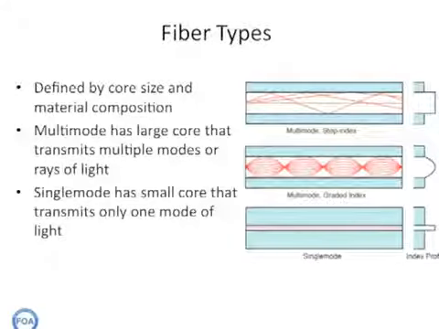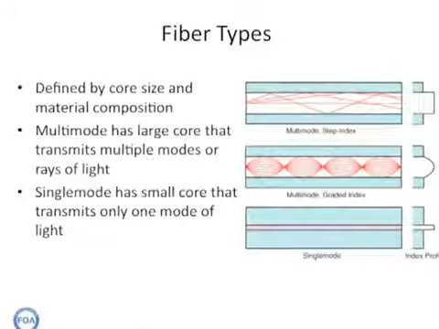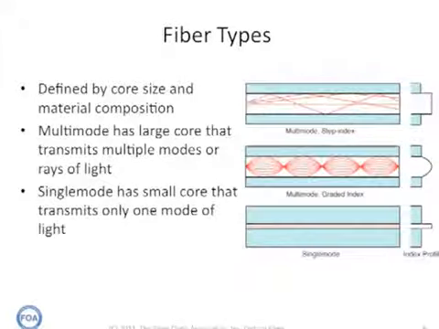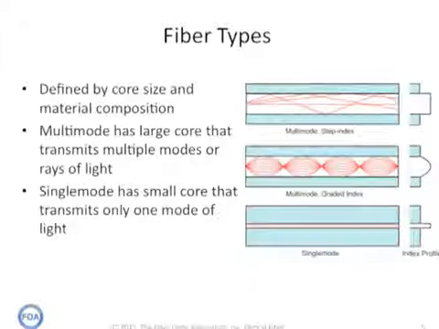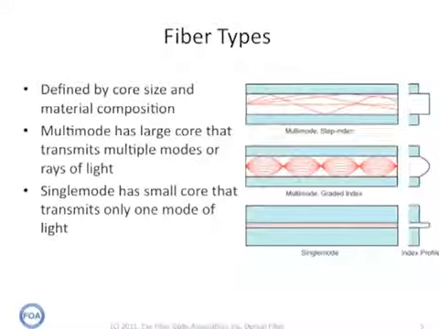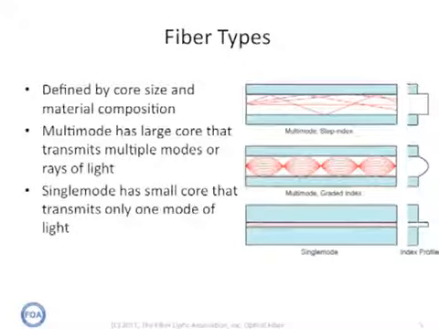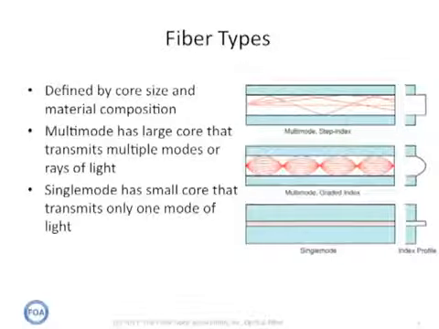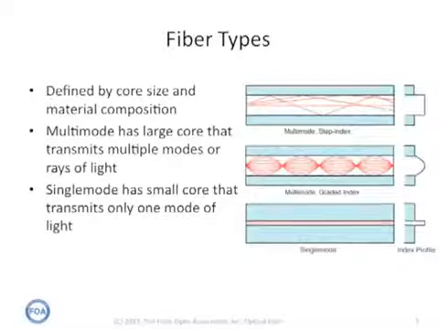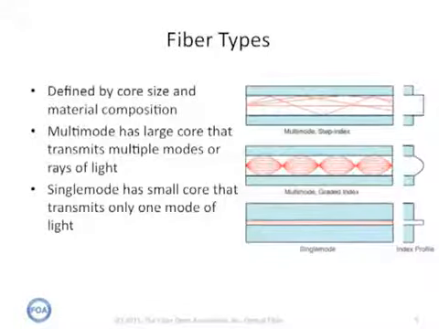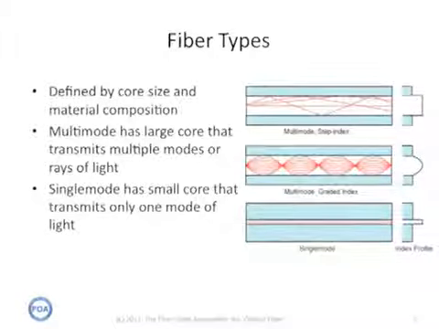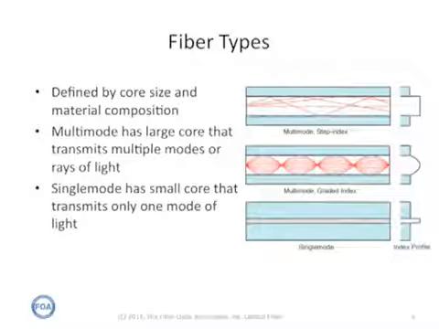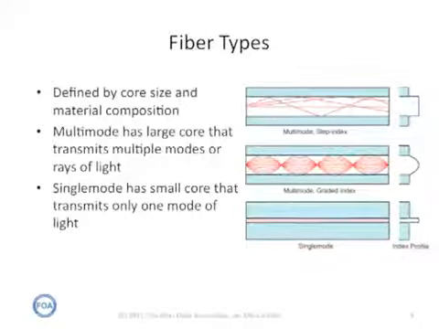We divide fibers into two types, multi-mode and single-mode. Multi-mode fiber has a large core that supports multiple rays, or we call them modes, of light, whereas single-mode fiber has a very small core and it supports only one mode of light. Because of the different modes supported in multi-mode fiber, it tends to have higher attenuation and lower bandwidth than single-mode fiber. Multi-mode fiber is typically used in premises applications for local area networks, data links, security systems, whereas single-mode fiber is used for all high-speed, long-distance, outside plant applications.